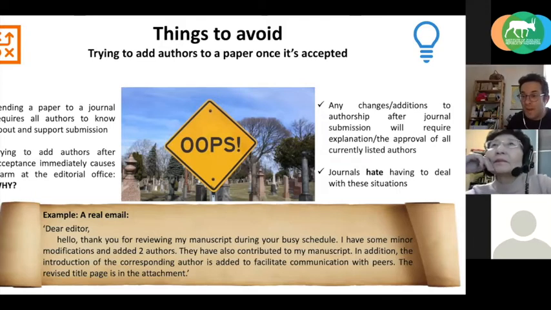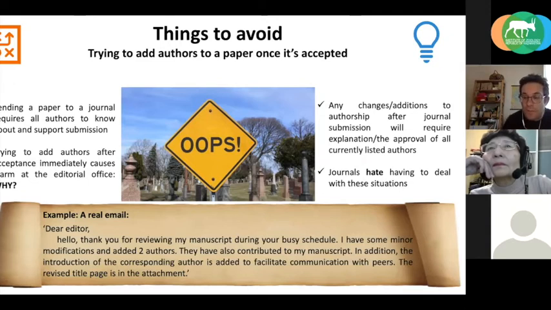So a paper gets submitted, it's got 2 or 3 co-authors, it gets accepted for publication. We then get emails from authors saying, hello, thank you for reviewing my manuscript. I have some minor modifications and I've added 2 authors. They have contributed to my paper. That is not okay. It's not allowed.